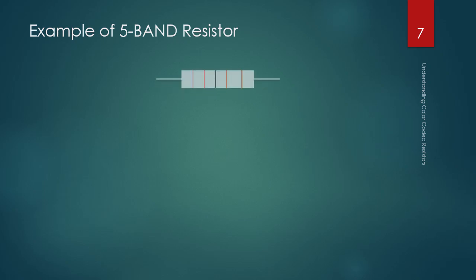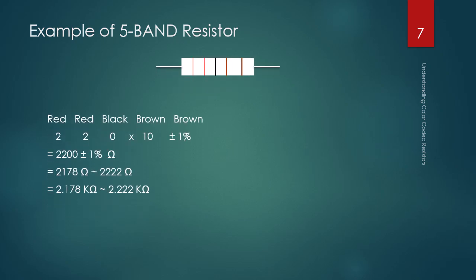An example of a 5-band resistor. We have taken an example with red, red, black, brown, brown. The last brown is the tolerance band because it has the maximum distance between the two bands. For red, red and black, the significant digits are 2, 2 and 0 respectively. The fourth band is the multiplier band, that is brown, 10 to the power 1 or 10. And the last brown signifies a tolerance value of plus or minus 1%.